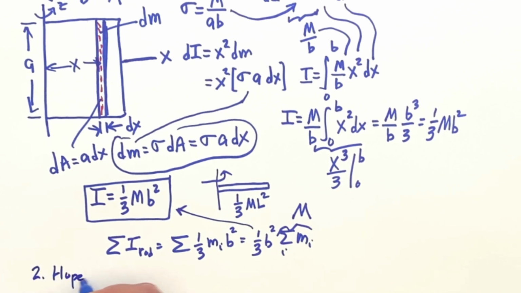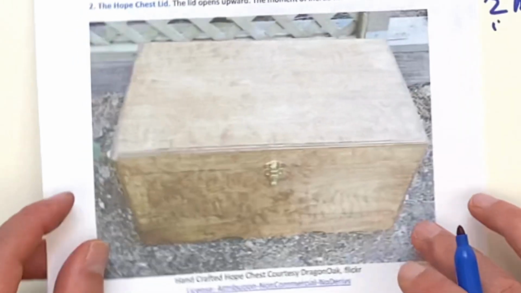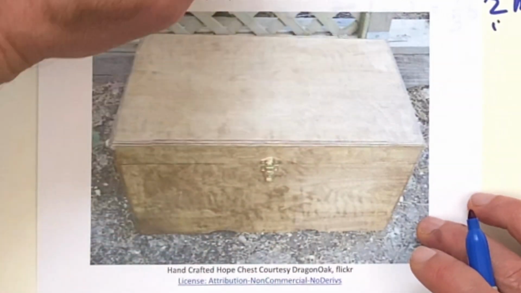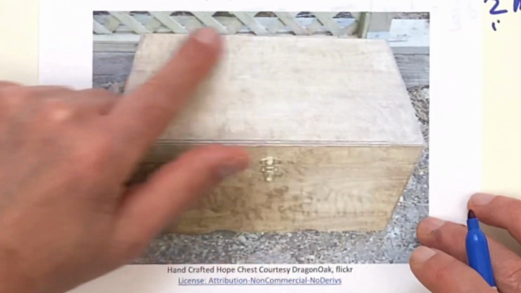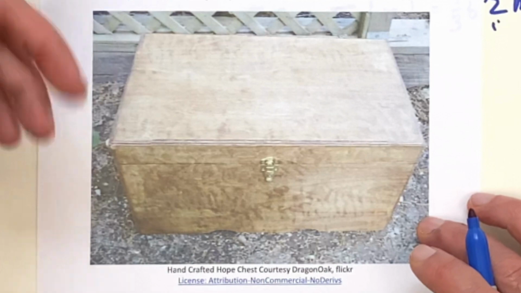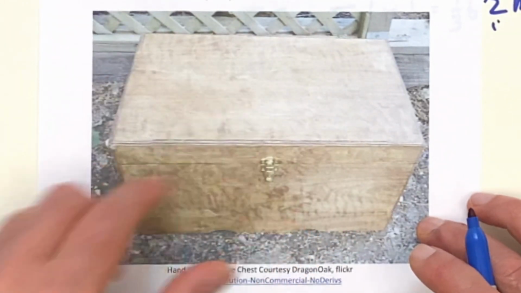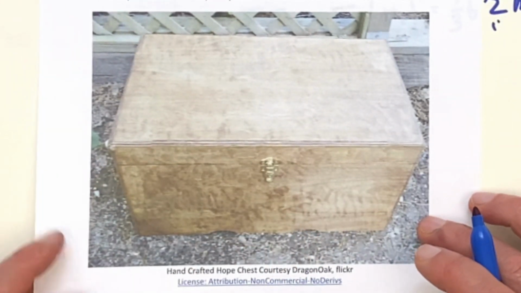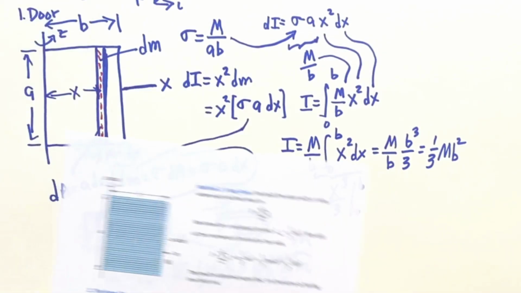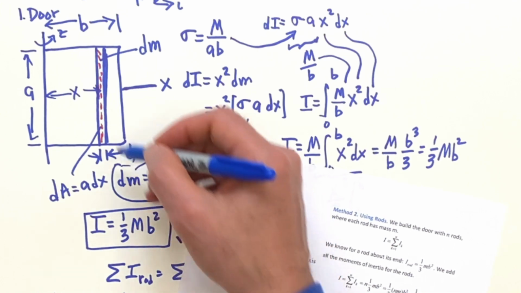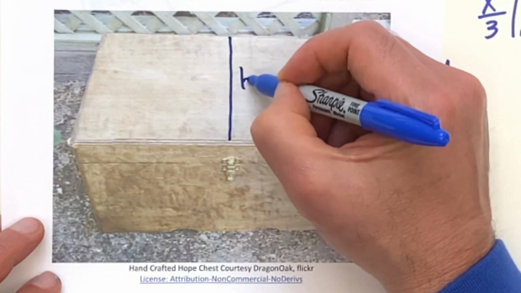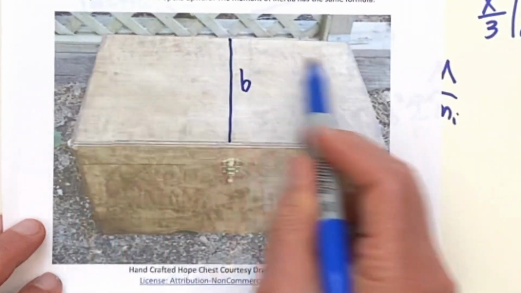Next, we do the hope chest. And the hope chest has the same formula because you're basically opening the lid about that long axis or an axis. Really doesn't matter which axis you use, you just switch A and B. So we basically have that formula already. The hope chest is the same formula. Just remember that this B is the measure that's away from that axis. So there's the B. And this other one we called A.